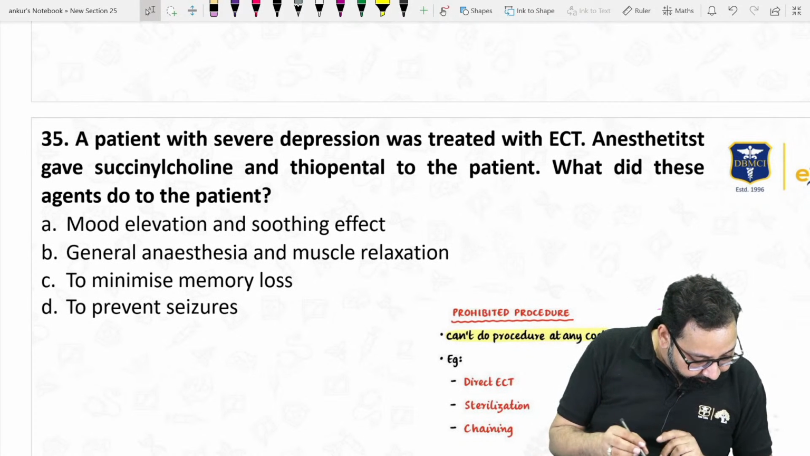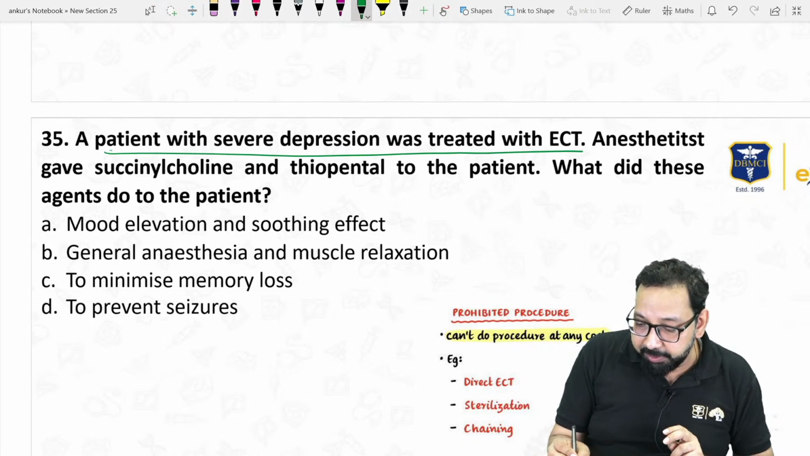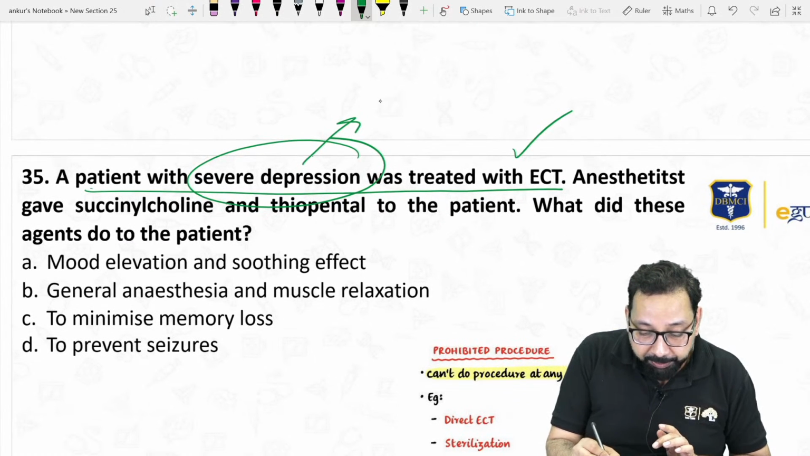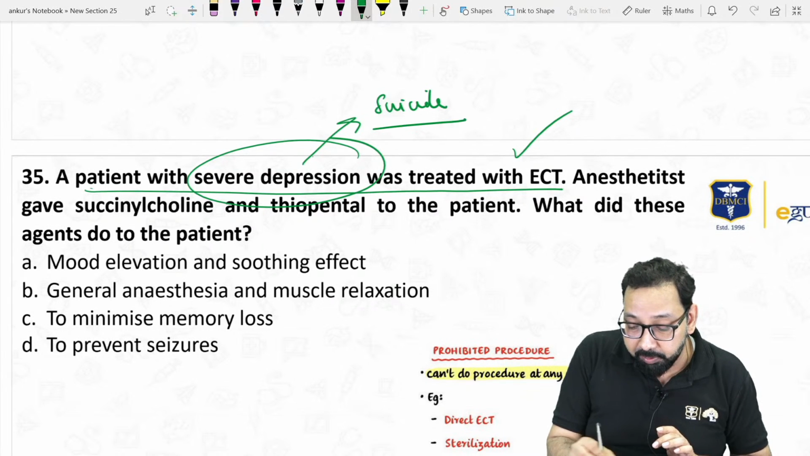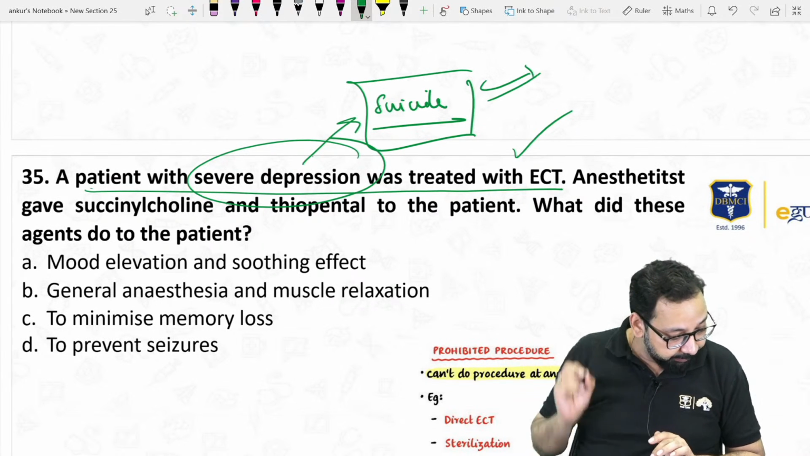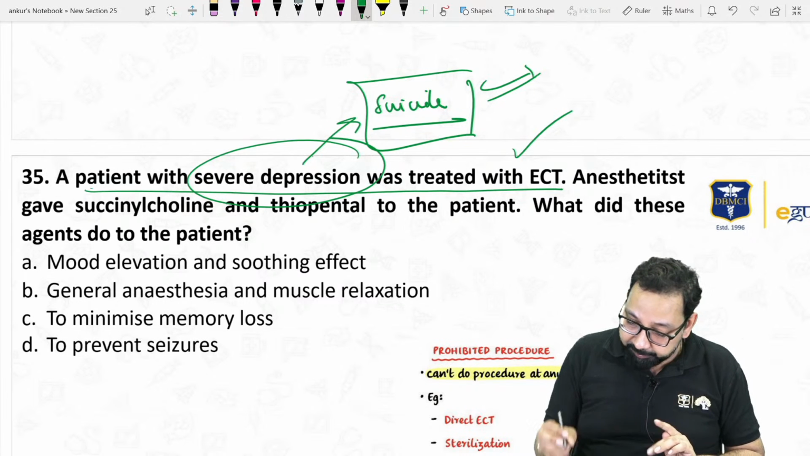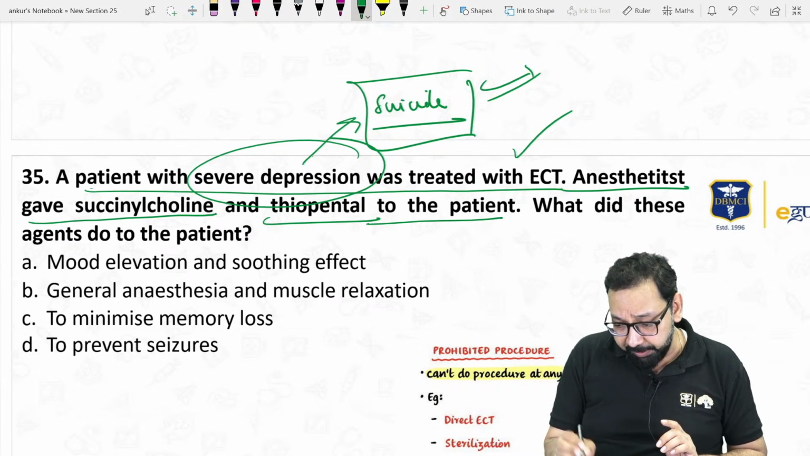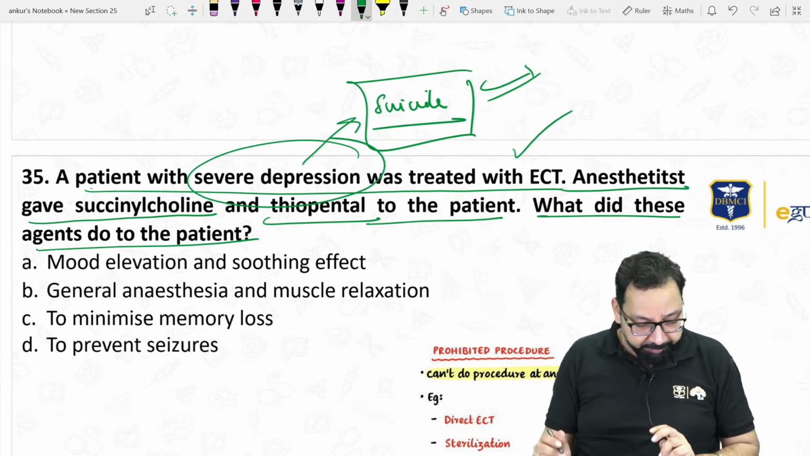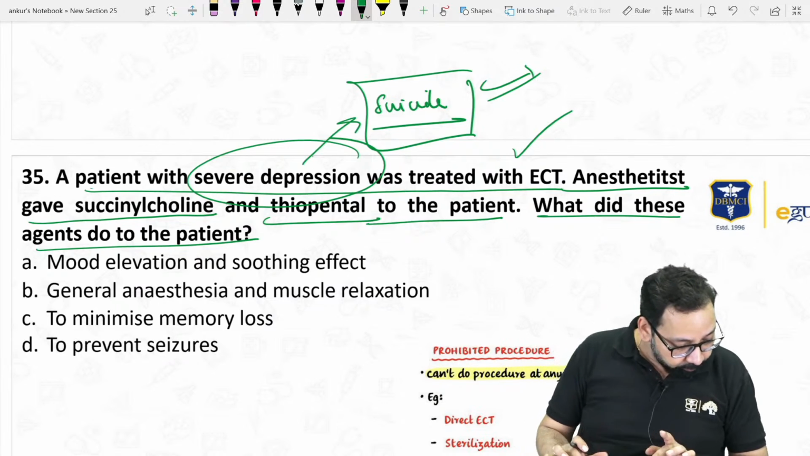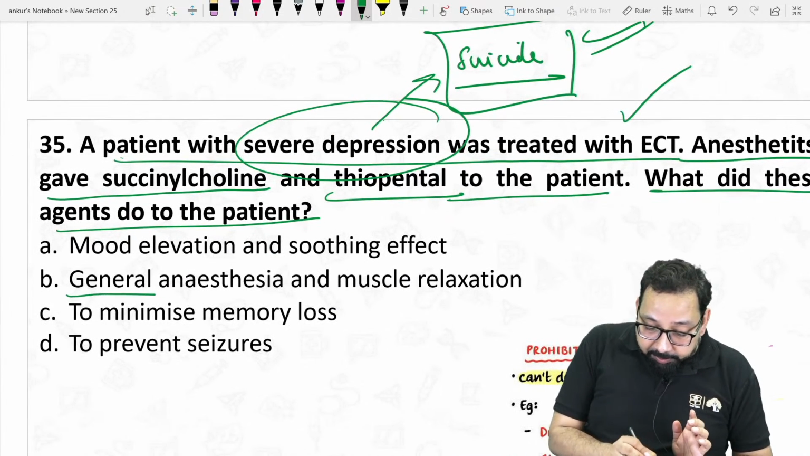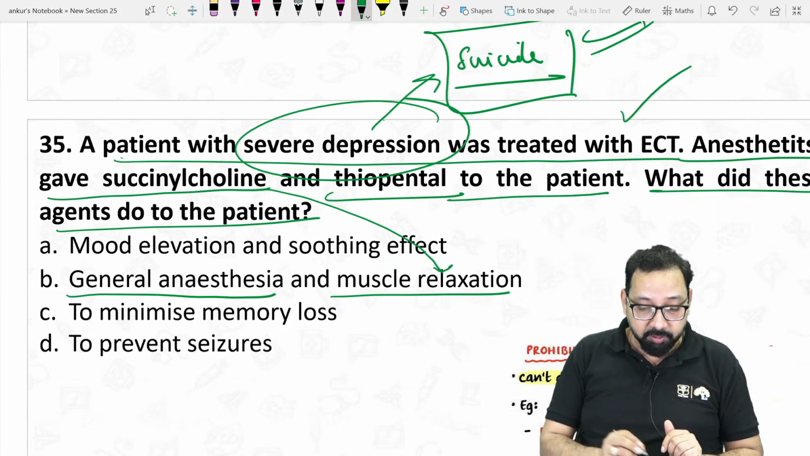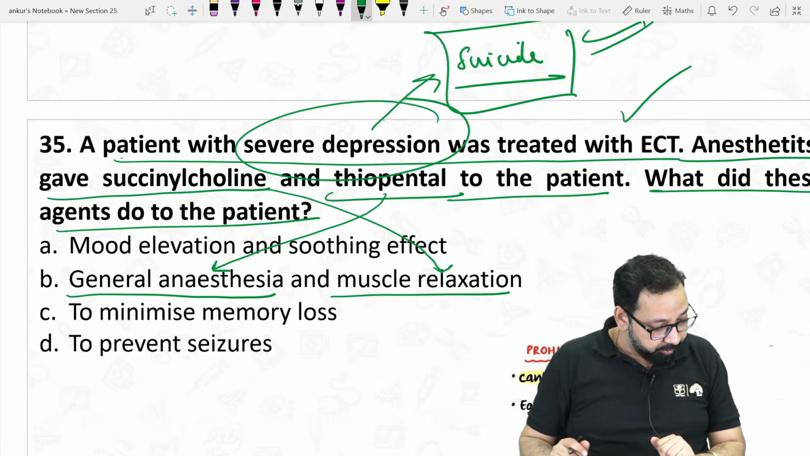What is the answer? A patient with severe depression was treated with ECT. Severe depression, wherever you find suicide, you can think of ECT. Anesthesia gives succinylcholine and thiopental to the patient. What do these agents do to the patient? Yes, that is general anesthesia and muscle relaxant. Succinylcholine is the muscle relaxant. Thiopental is the general anesthesia. Okay.